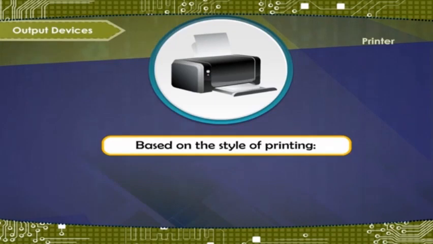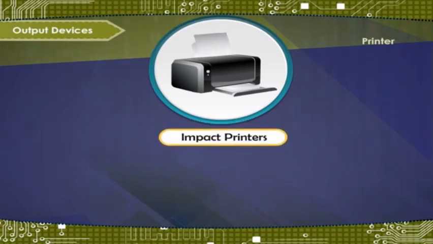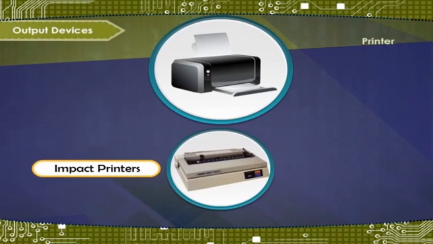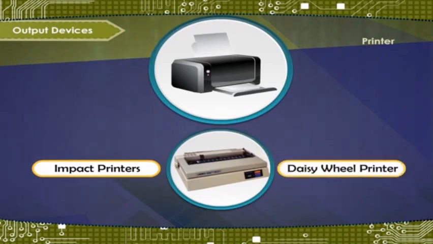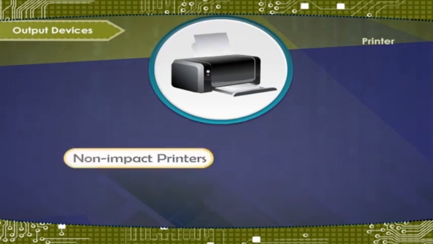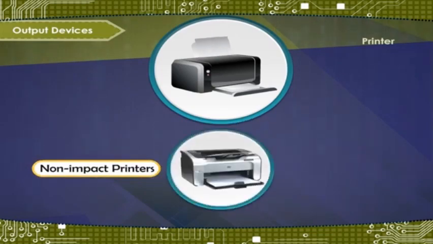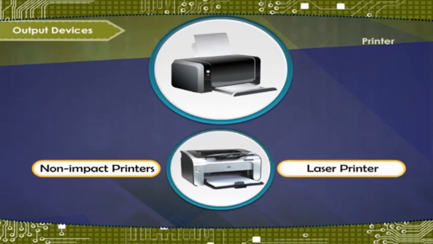Based on the style of printing. Impact printers. These printers work like the typewriters. The printing is done by hitting the print head against the printer ribbon and paper. Example, daisy wheel printer. Non-impact printers. These printers work like the photocopy machines. Various methods are used to form the image of the characters on the paper. Example, laser printer.